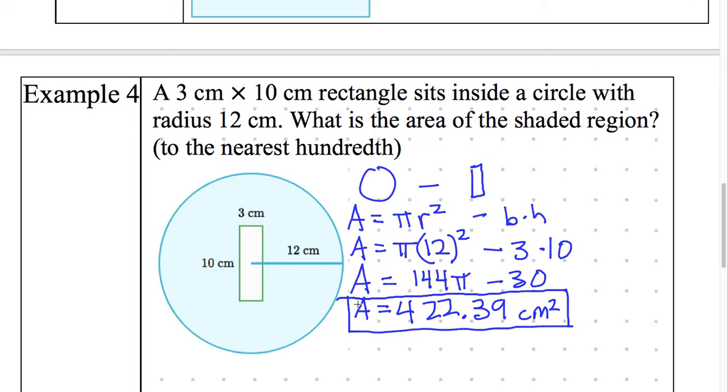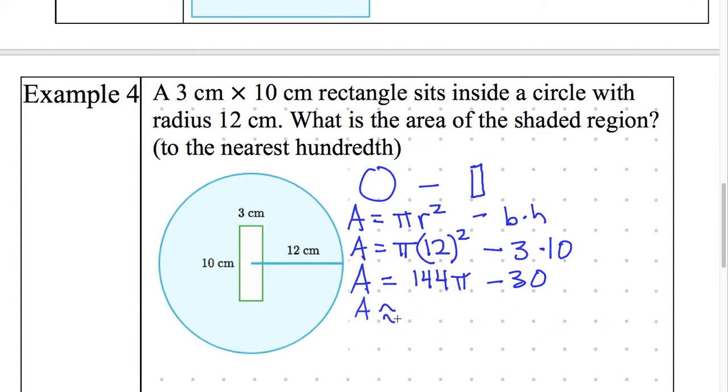Is it an equals or an approximate? Ah, rounded? Yeah, that's a teacher error. And then you get that. So 422.39 centimeters squared. Perfect. That should be our final answer.